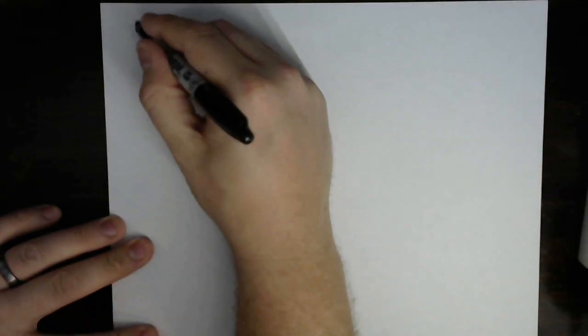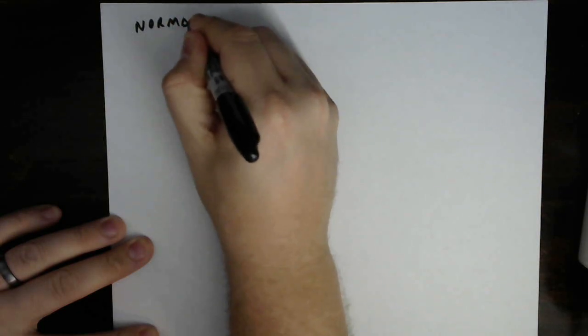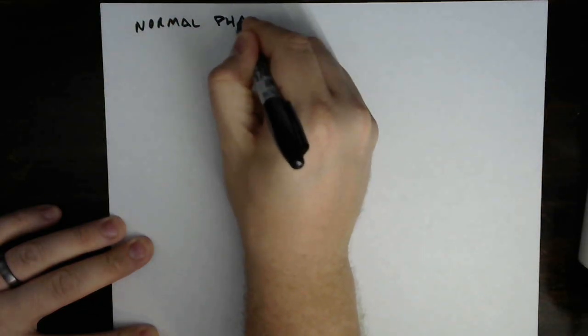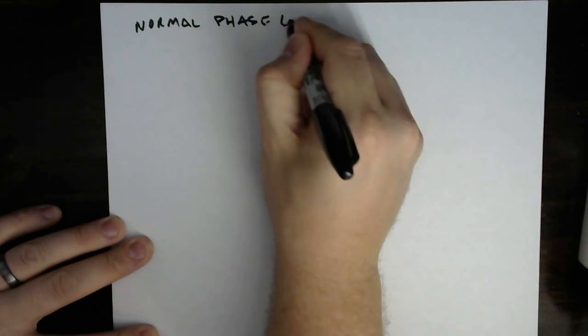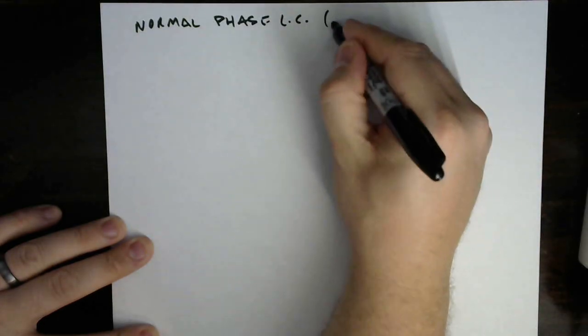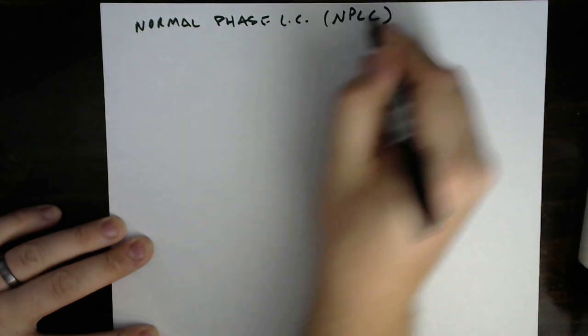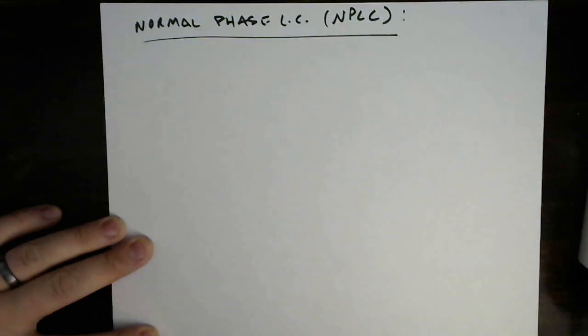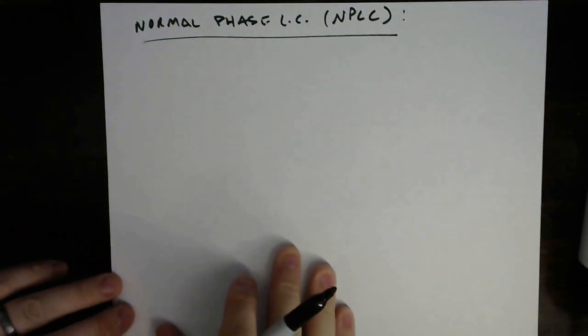Okay, so the first mode of liquid chromatography that we'll talk about in our discussion of partition chromatography is normal phase liquid chromatography, or NPLC. All right, normal phase liquid chromatography.